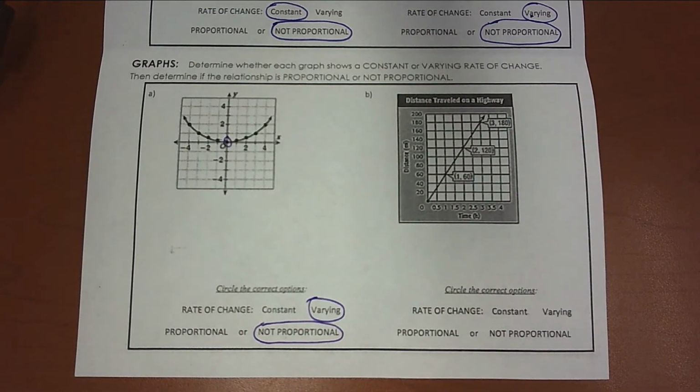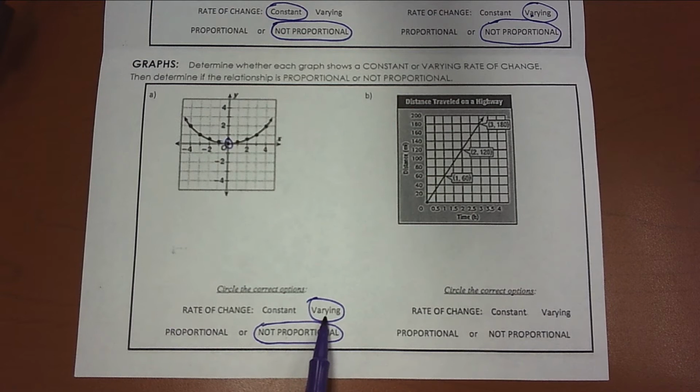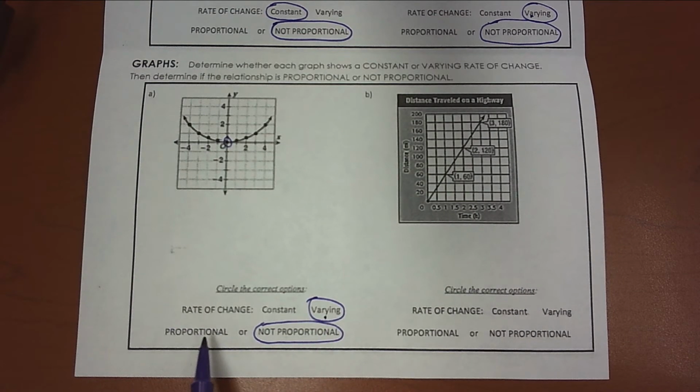Anytime that we have varying rate of change, we automatically know that the graph or table is not proportional, because varying means nonlinear and proportional means that it has to be linear, and so those two are never going to go together, varying and proportional.